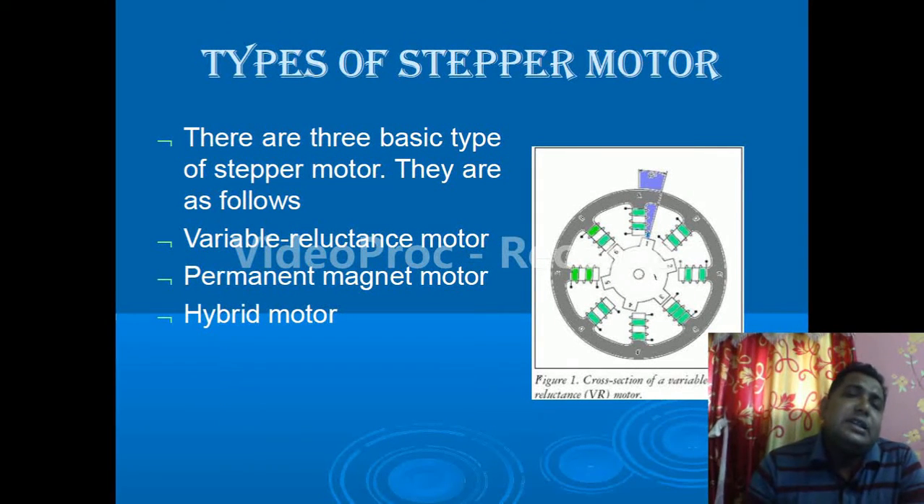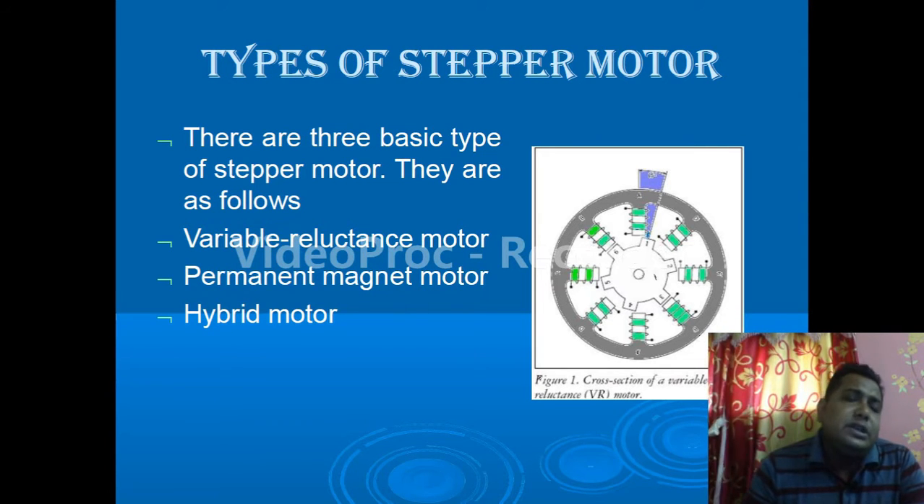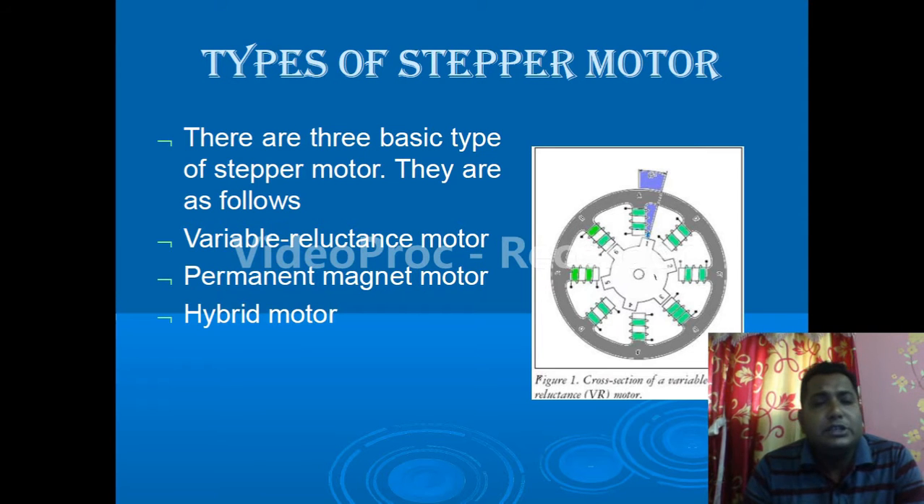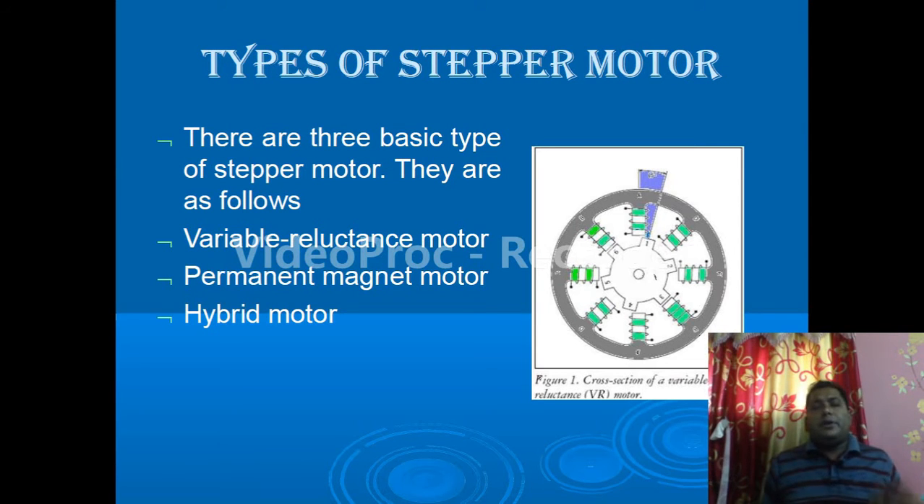Okay, so these are the types of stepper motor. Depending upon the constructional features, stepper motors can be of three types. Those are variable reluctance motor, permanent magnet motor, and hybrid motor. So first of all, variable reluctance motor. Now you can ask me, what is a variable reluctance motor?